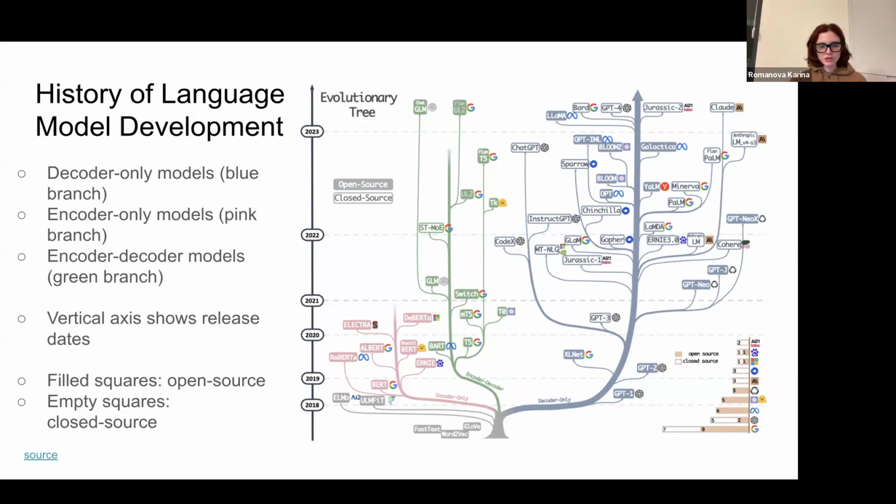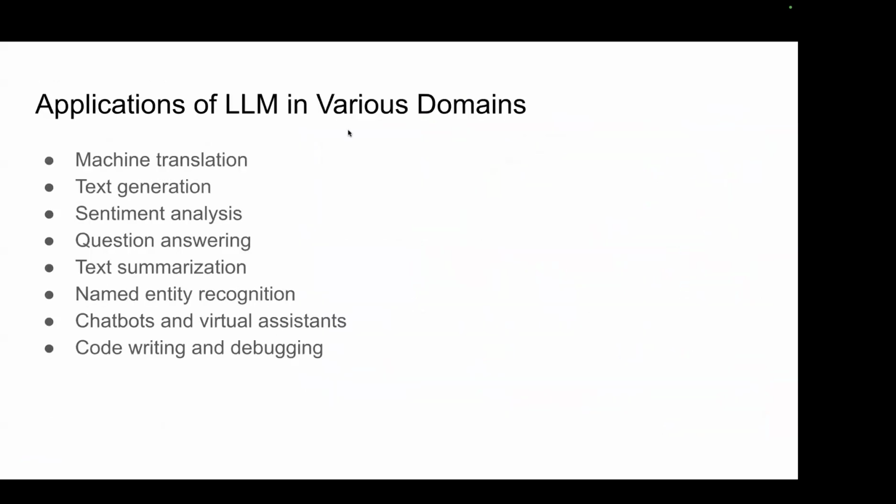On this visualization, we can see the evolution of language models from ELMo and BERT in the beginning of 2018 until the end of 2023. Do you have questions, or shall we go forward and explain examples of these models? No questions at the moment. Okay, thank you.